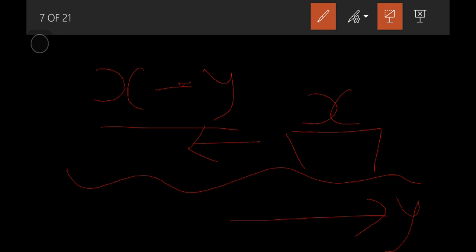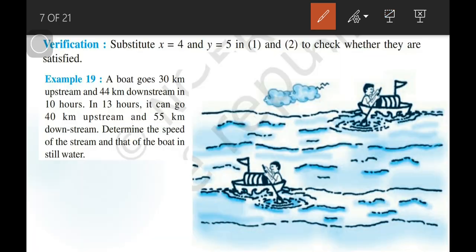Speed when the boat goes in downstream, that is x plus y, and when the boat goes in the opposite direction, that is upstream, that is x minus y. That we have two speeds, x plus y and x minus y. Now let's solve this example.